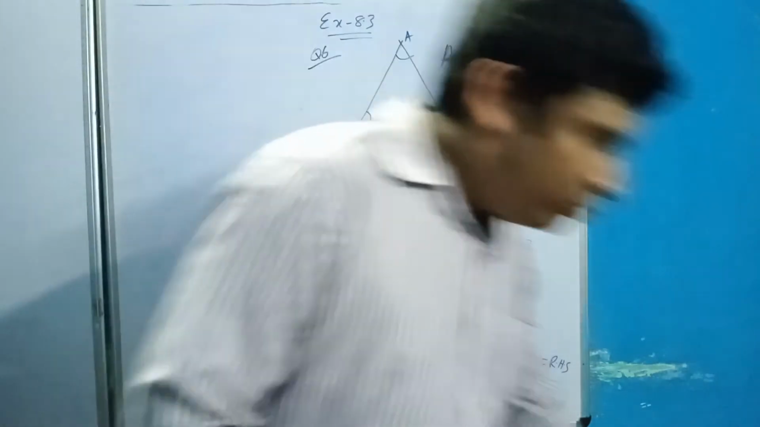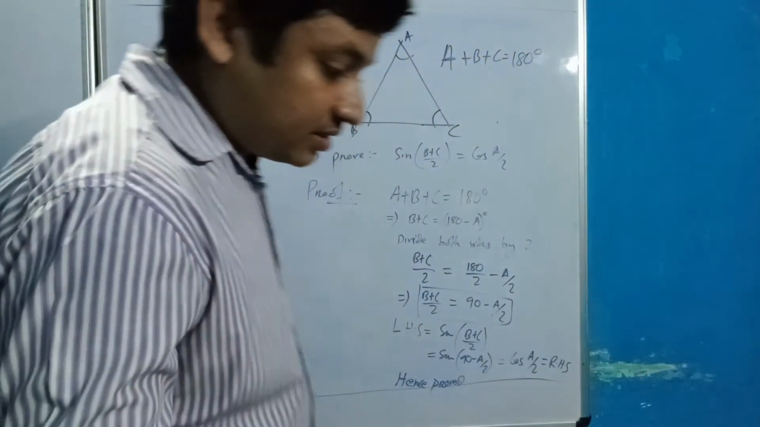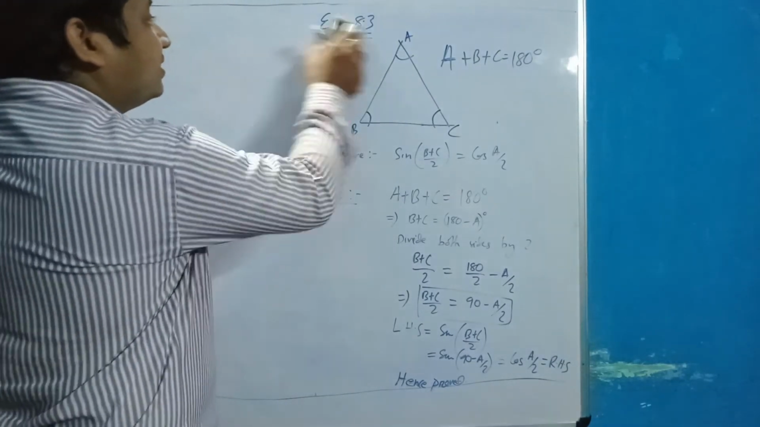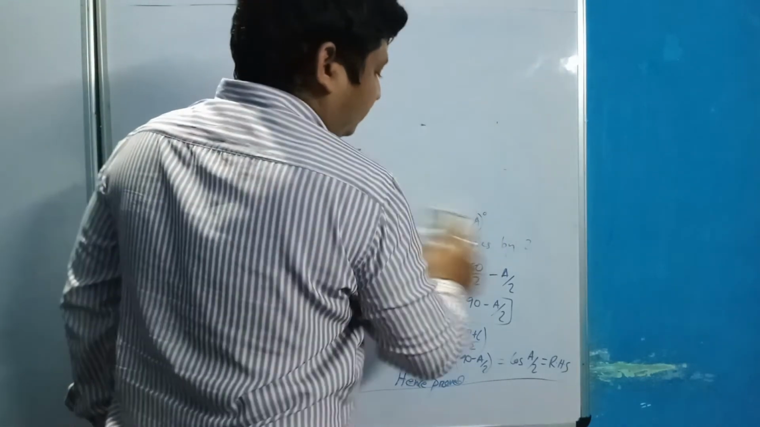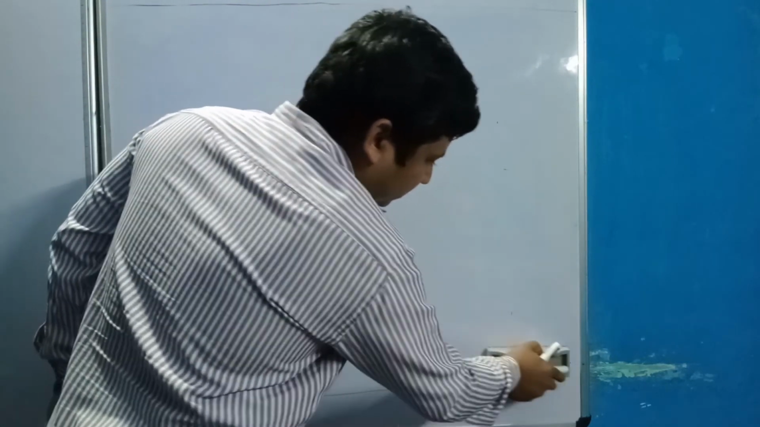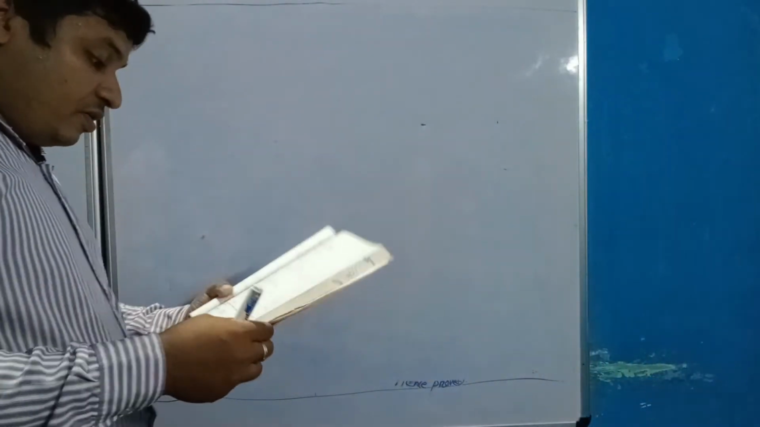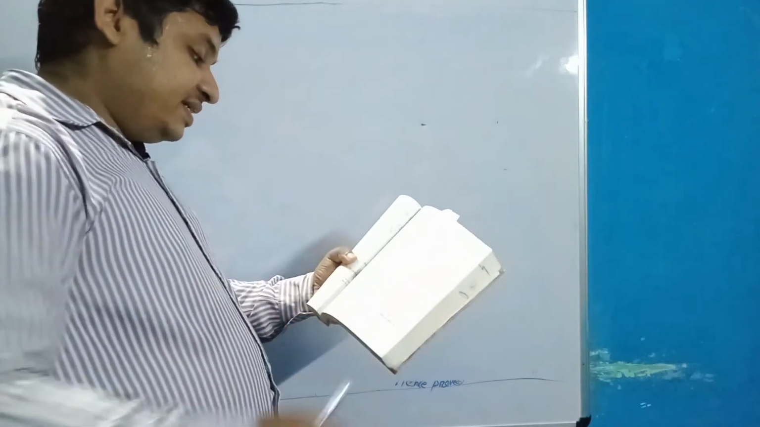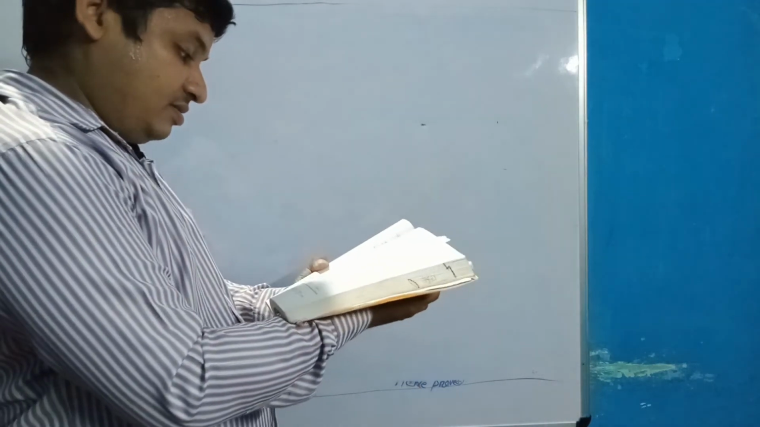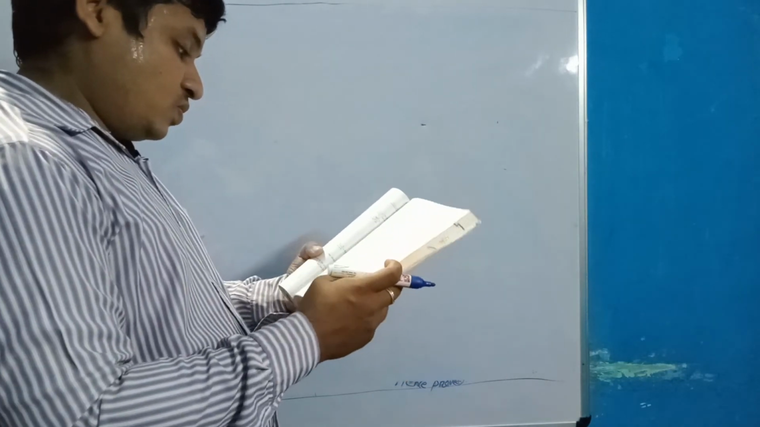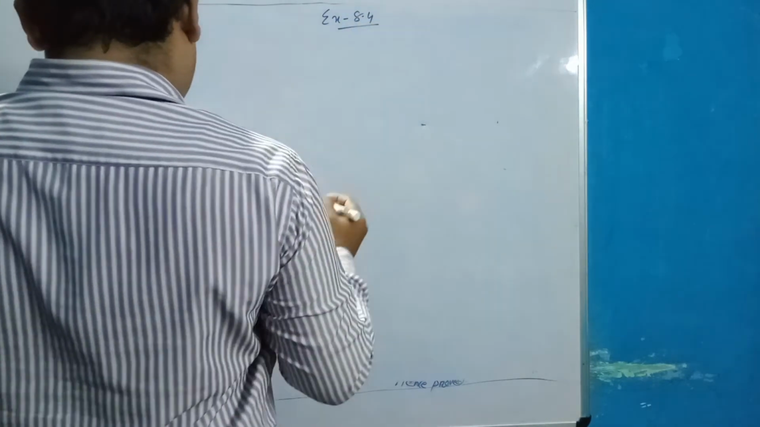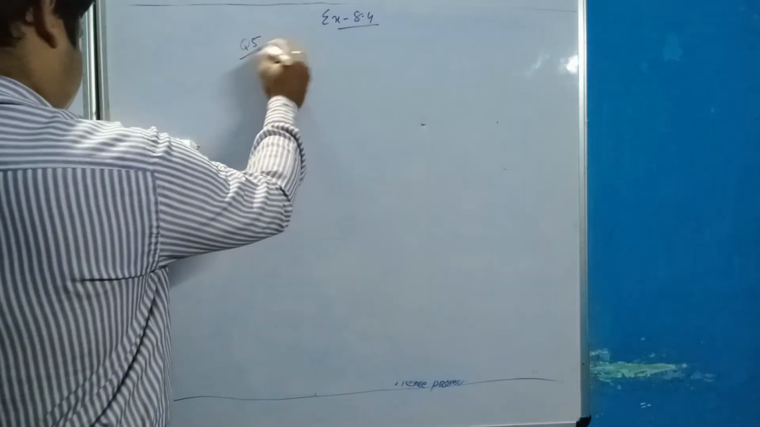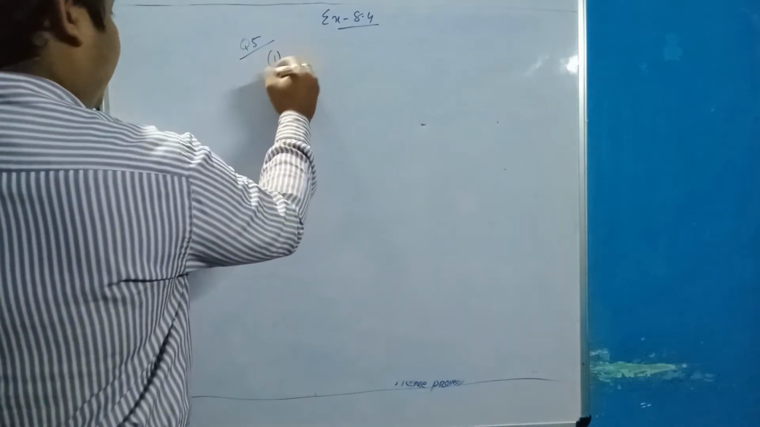Okay, so we'll move to the next section, that is identities, using identities. Let us solve. Some identities we will be proving. Here, in exercise 8.4, question number 5, bit 1 I am doing.